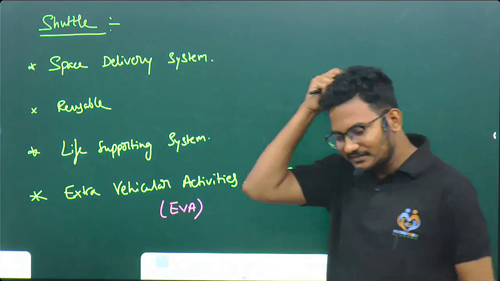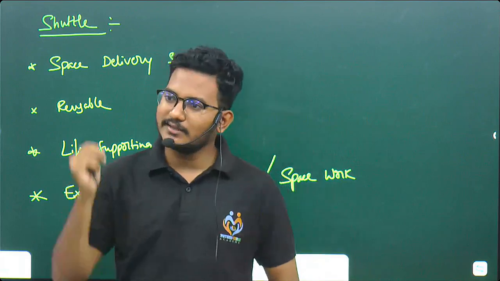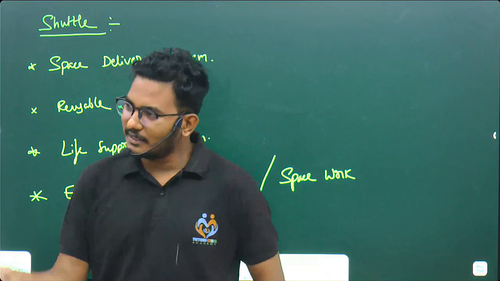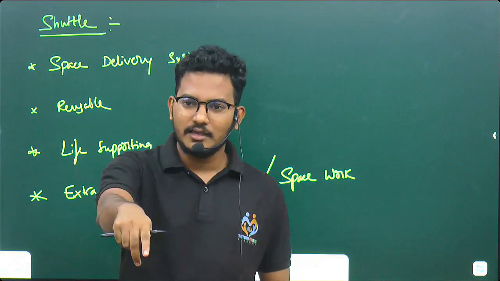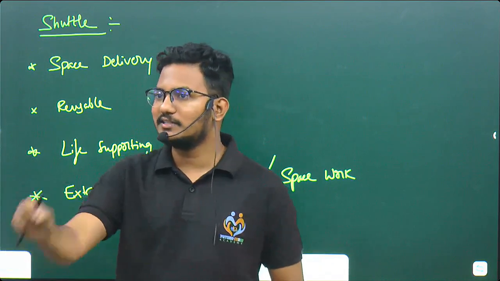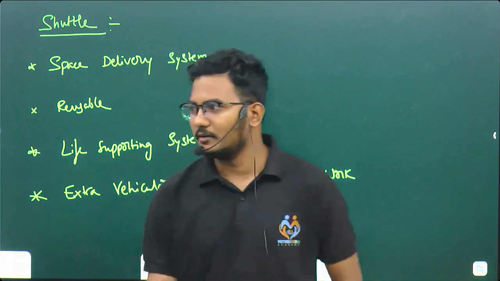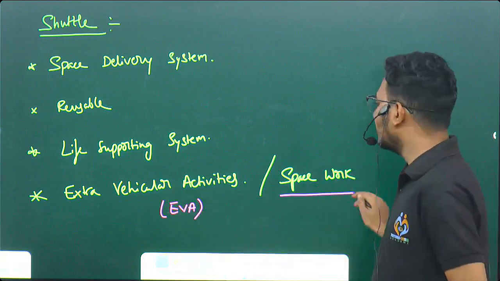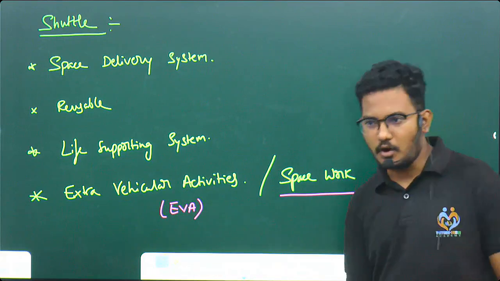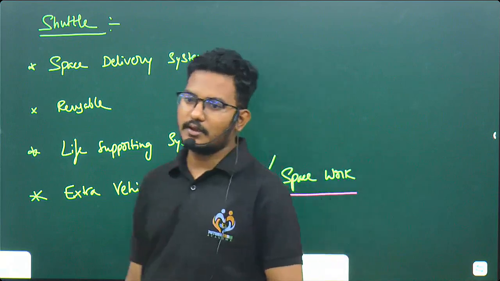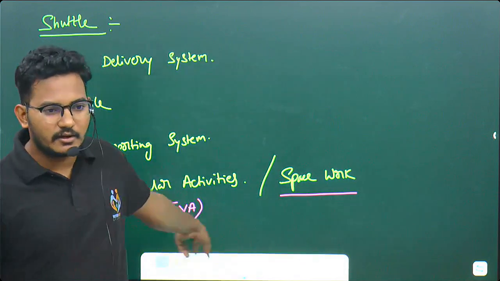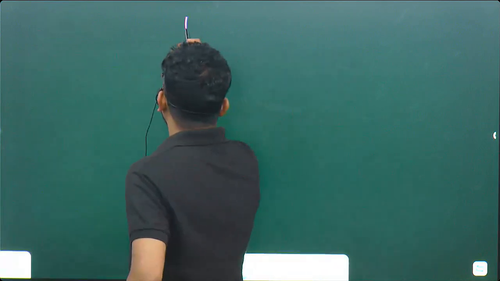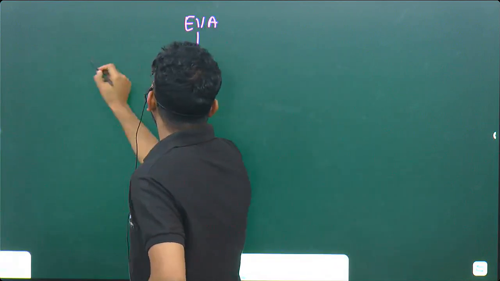See, if we are sending someone to space, it is not the case that we send them and they just look at space through the windows and come down. No, this is not the scenario. They'll come out and they'll walk. This walking, in general, people will call space walking. In technical terms, we'll call it extravehicular activities, and space work or space walk in layman's terms. So in technical terms we'll call it EVA. EVAs again are of two types.